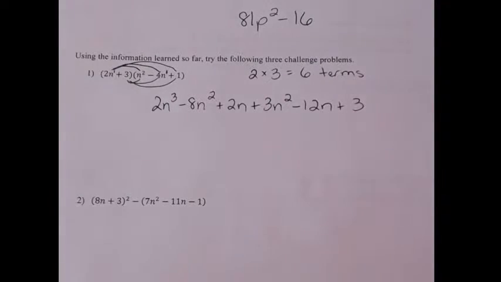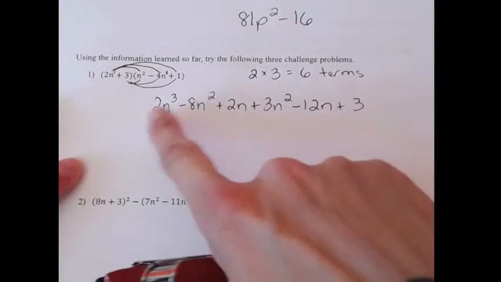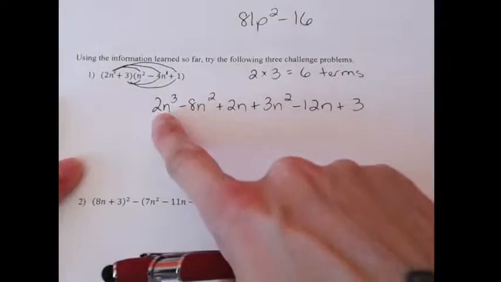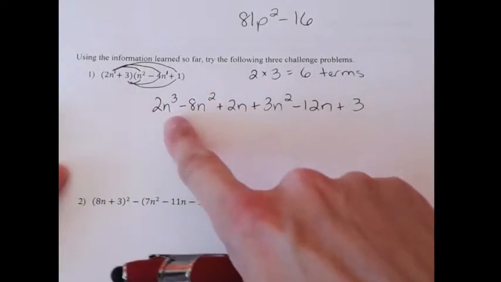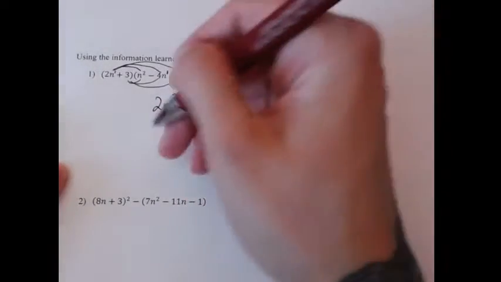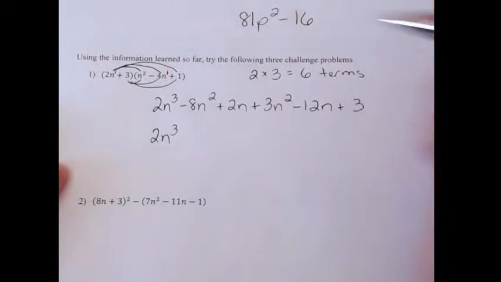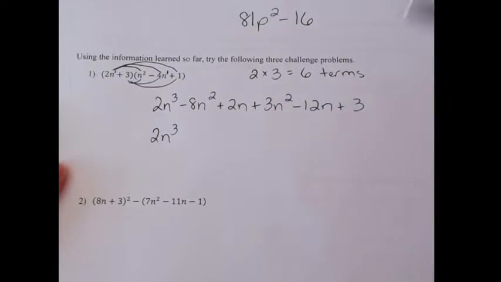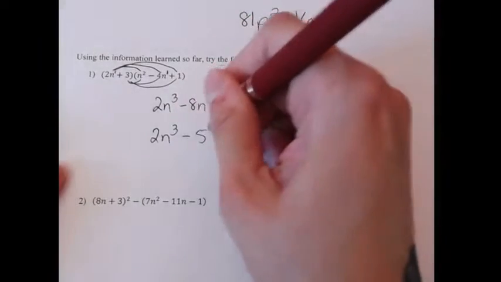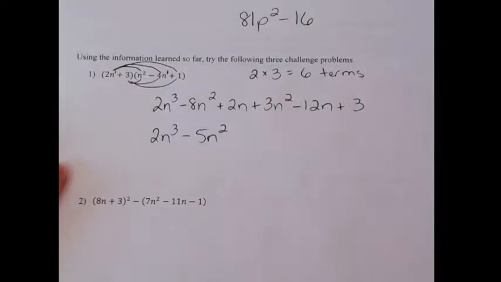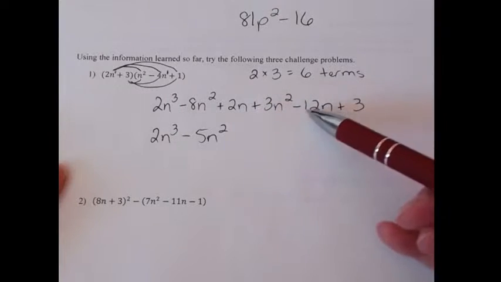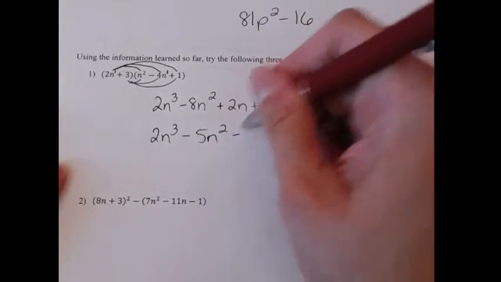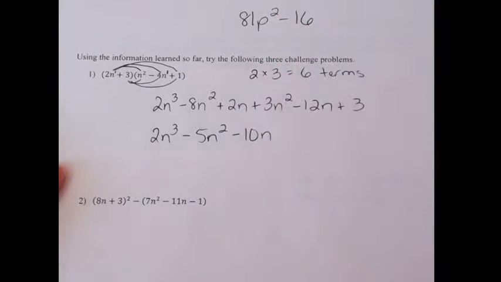Now all I have to do is combine like terms. So first off, I notice that I have my largest term, which is 2n to the third, and there is no other like term. So I'm simply going to bring that down. Next, I have negative 8n squared plus 3n squared. Well, that's going to give me negative 5n squared. Next, I have 2n minus 12n, which will give me negative 10n. And then lastly, I have a positive 3.